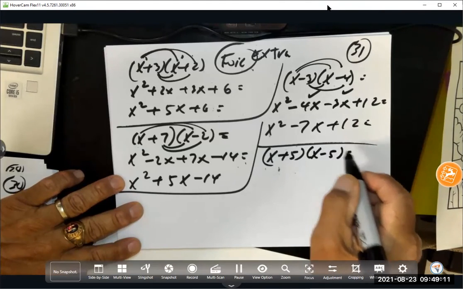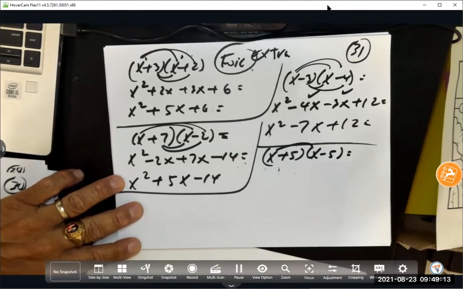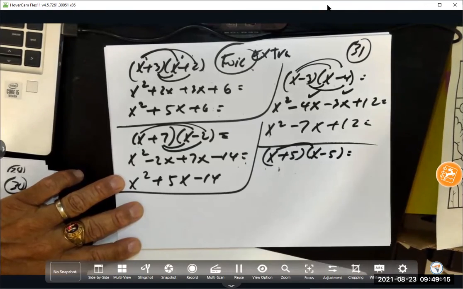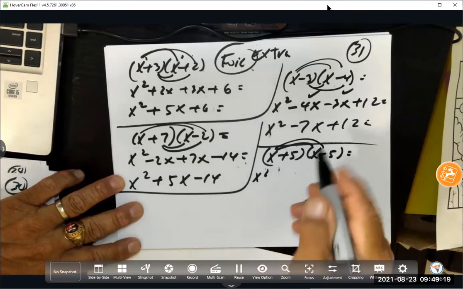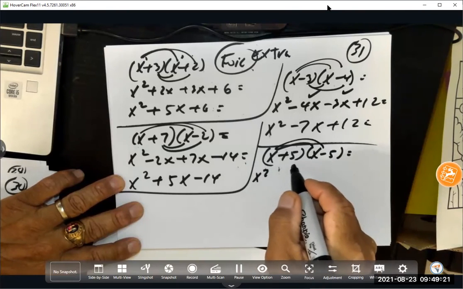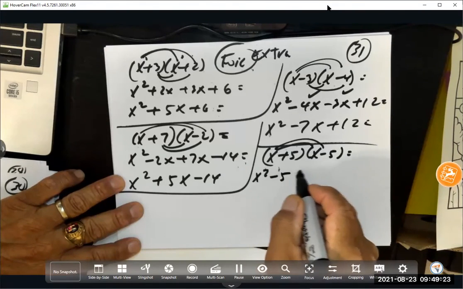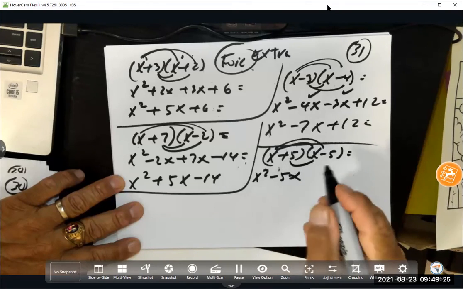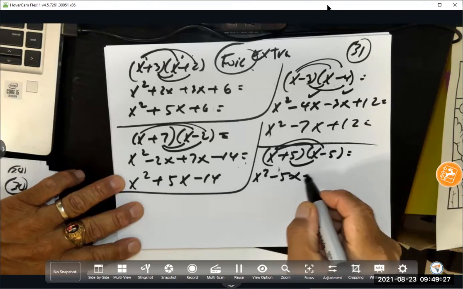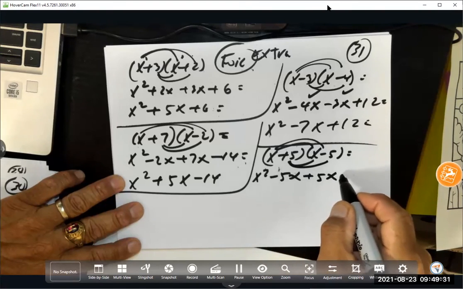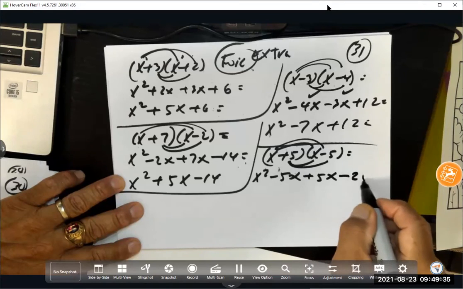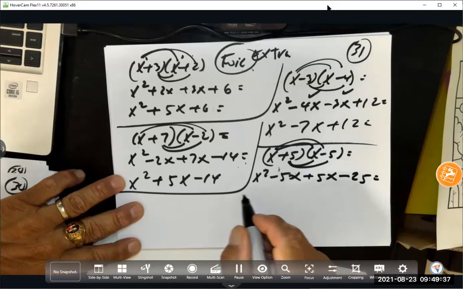Ready? x times x. Give me a number. x squared. And x times negative 5. Negative 5x. And then 5 times x. 5x. And then 5 times negative 5. Negative 25.